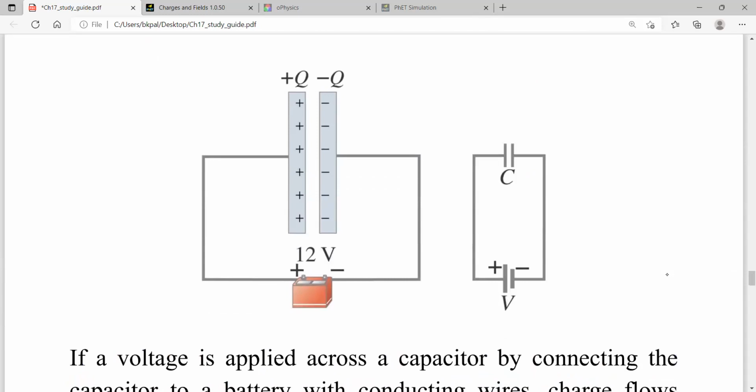Now what happens when you connect a capacitor with a battery? You see that this is the real diagram and this is the schematic diagram. Here we use two parallel lines to represent a capacitor and two unequal lines to represent a battery. The bigger line is for the positive terminal, the smaller one is for the negative terminal. So when we connect them, what will happen? When we connect them, it will charge.